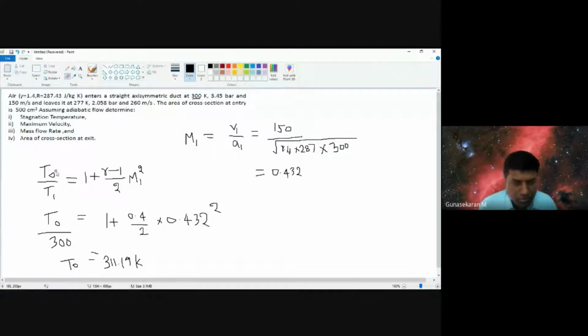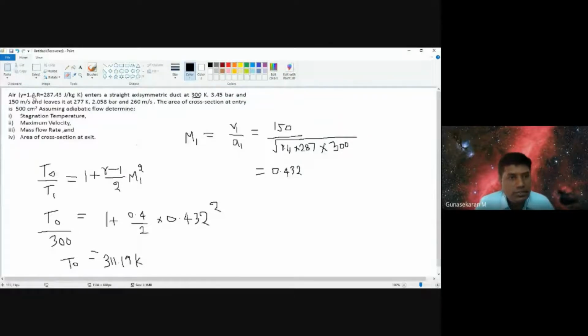Okay, so let us start the problem. This problem says air has certain characteristics, gamma equal to 1.4 and the characteristic gas constant R equal to 287.43 joule per kg per Kelvin. It enters a straight axisymmetric duct at 300 Kelvin, 3.45 bar and 150 meter per second, and leaves it at 277 Kelvin, 2.058 bar and 260 meter per second.